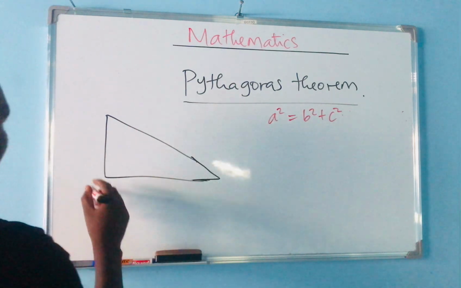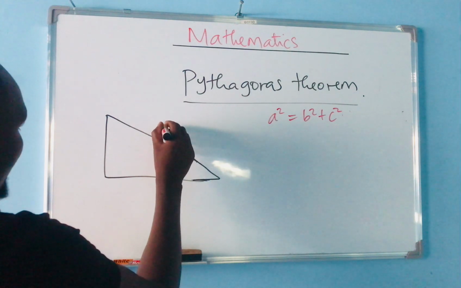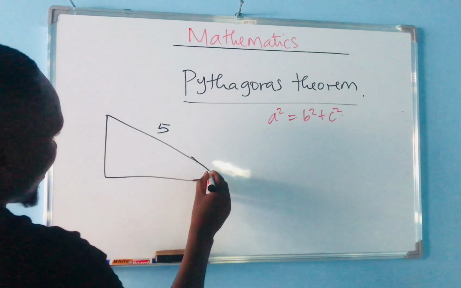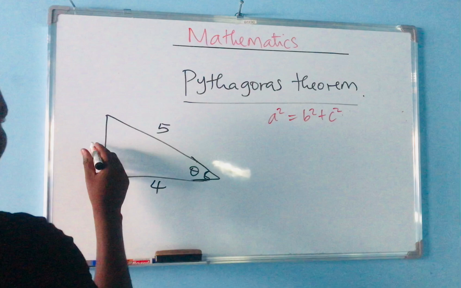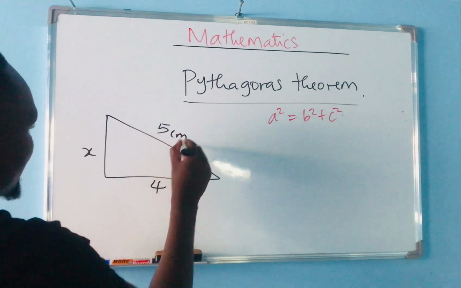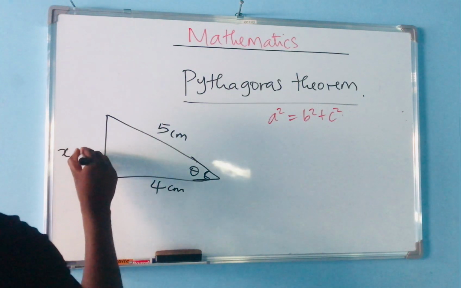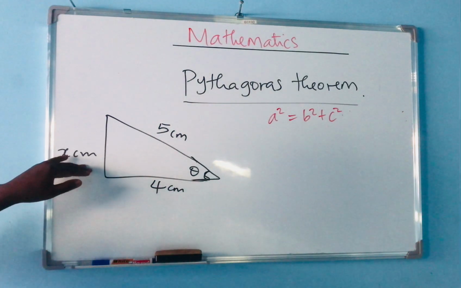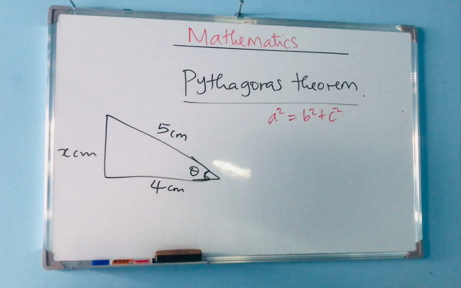Then we have this side as maybe 5. So the angle is actually here. So we have 5 there, then here we have 4, and then here we have x. So 5 centimeters and 4 centimeters. Here we have x centimeters. So we are trying to find what is this length here. So we want to use the Pythagoras theorem.